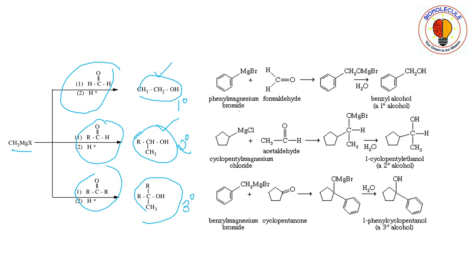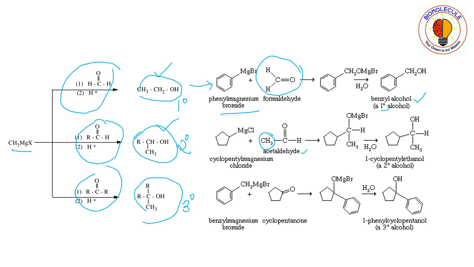These are a few examples you can see here. This one is the primary alcohol, one example. You can see formaldehyde here reacting with phenyl magnesium bromide. So you are getting this intermediate, further hydrolysis giving you benzyl alcohol, that is a primary alcohol. Second is acetaldehyde. Okay, here there is a CH3 group.